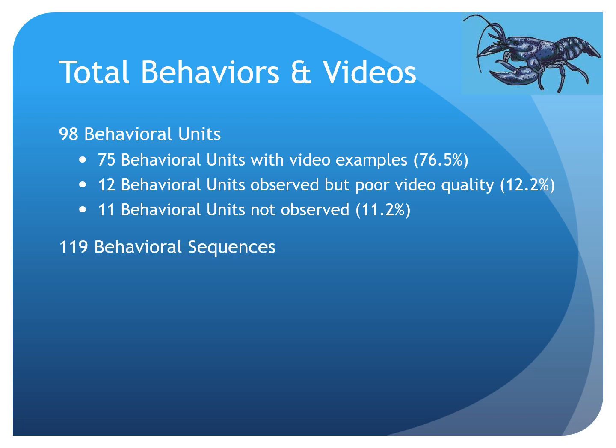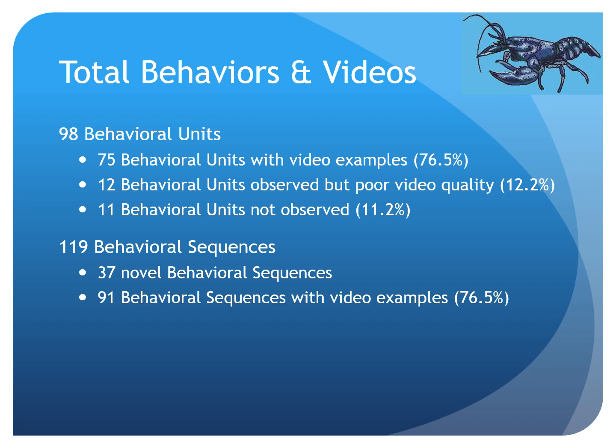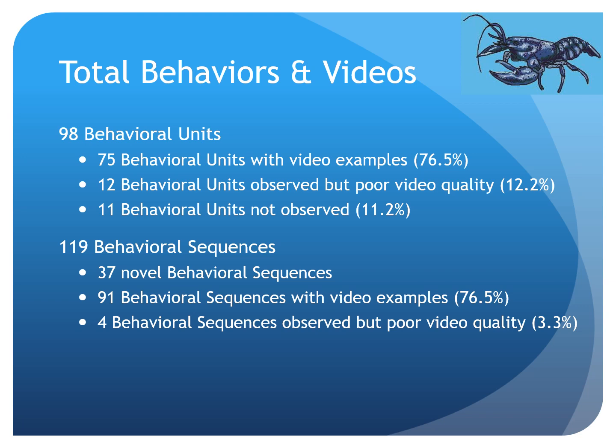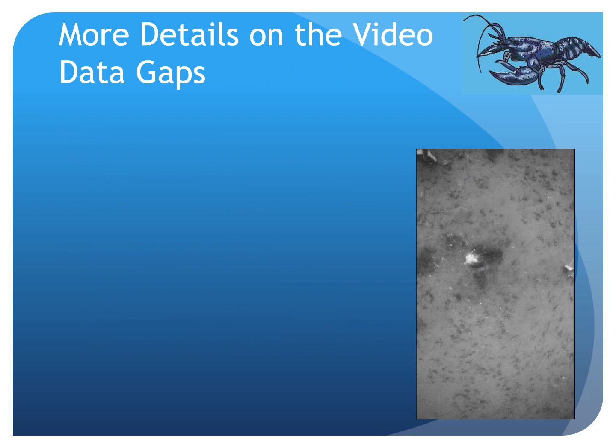For the behavioral sequences, I described a total of 119 sequences, of which 37 had not been described before. A total of 91 behavioral sequences have video examples. Only 4 behavioral sequences were observed and described but lacked quality video examples. And a total of 24 behavioral sequences came solely from the published literature and went unobserved in the videos.